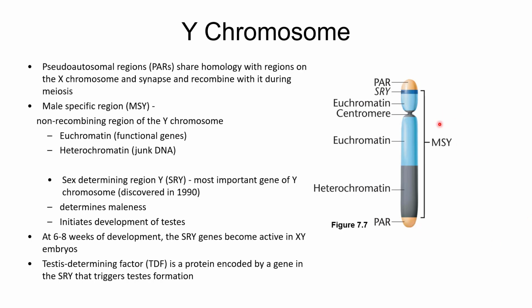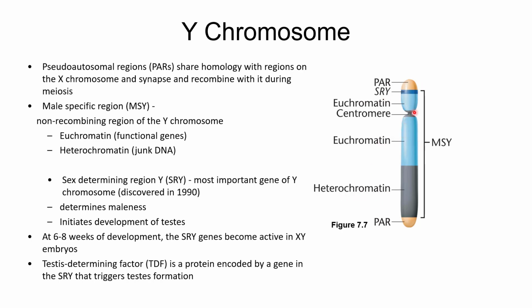The MSY region stands for the male-specific region, and within this we can break the material up into what we call euchromatin and heterochromatin. So the euchromatin regions contain functional genes. These are genes that will be turned into proteins. The heterochromatin, sometimes people call it junk DNA. It's not really junk DNA. It's just non-coding. They play an important role in some gene expression, but there's no proteins themselves that are coded within this region.